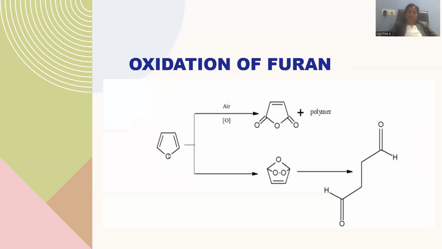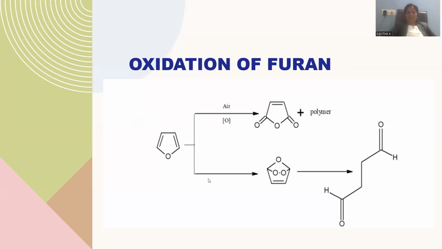Whenever we are treating this furan with air, open oxidation, which is also called auto oxidation, right? So when furan is placed in an open vessel in direct contact with air, it is able to oxidize within the air, giving rise to maleic anhydride, and further polymerization is also possible. This is called the oxidation process, because we are adding oxygens to this organic moiety.